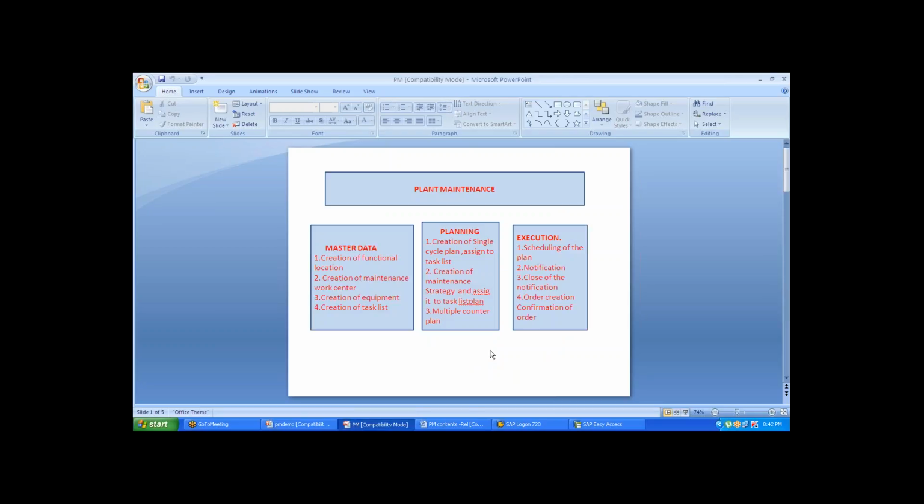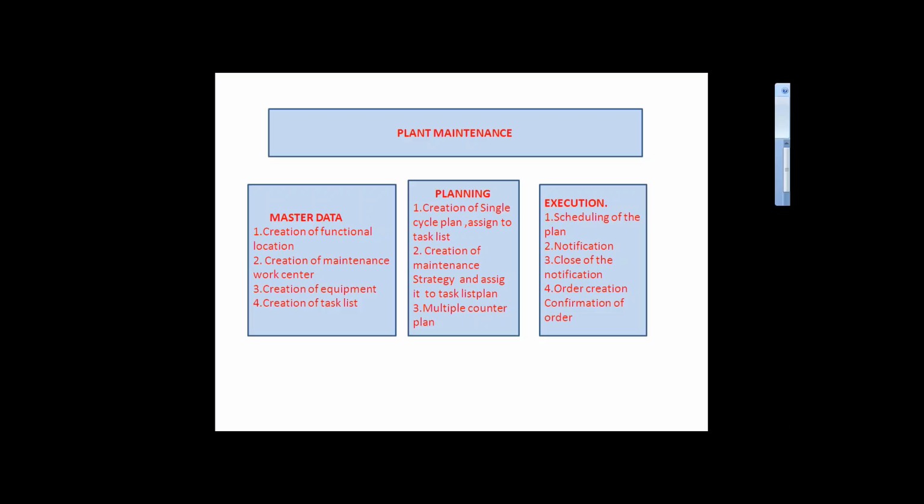Basically this plant maintenance is divided into three parts. One is master data, one is planning, and one is execution. Master data means we have to create a functional location, we have to create a work center, we have to create equipment, and we have to create a task list. Means you have to identify the location where that equipment or that machine is.